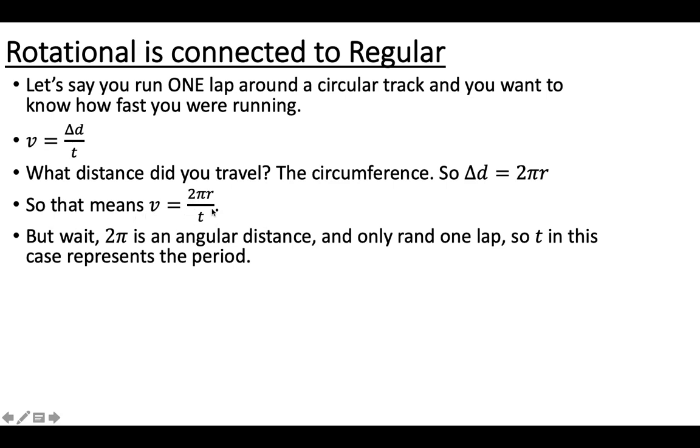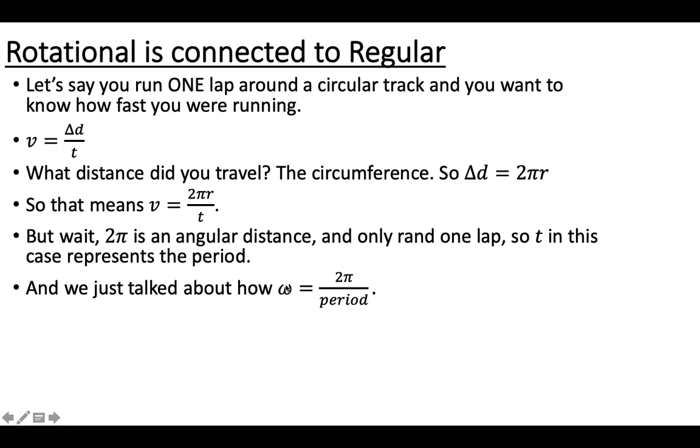But hold on a second. If we look at this a little bit closer, 2 pi, that's an angular distance, right? 2 pi radians, that's one revolution. If we go way back to the first, second, and third slide that we talked about this stuff, 2 pi is angular distance. And we only ran one lap. So t, in this case, represents the period. We went around one time, right? So that means t is the period. We already talked about on the velocity page how the second way to calculate angular velocity is 2 pi divided by the period. It was at the bottom of the page on that one. 2 pi divided by the period is your angular velocity.